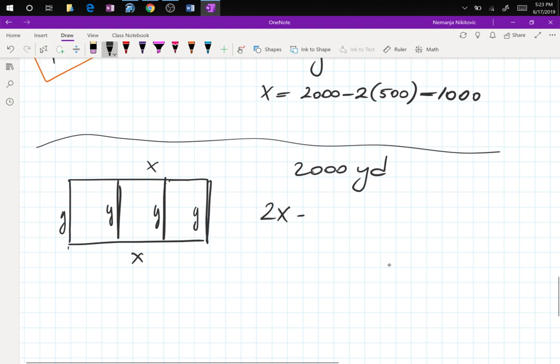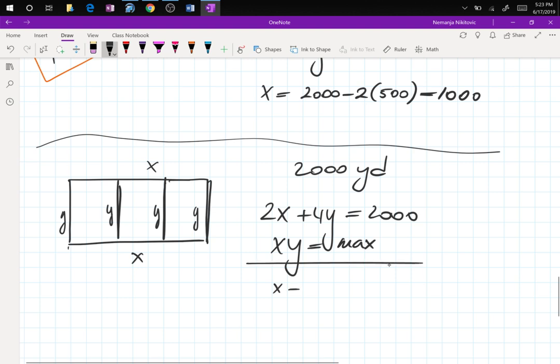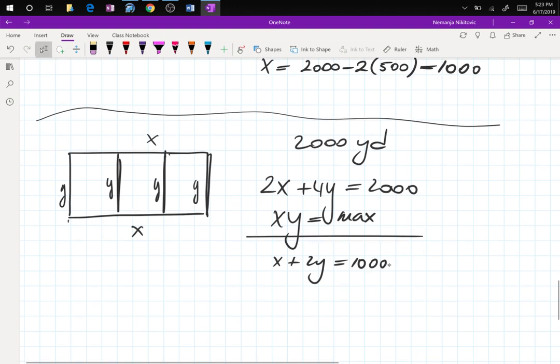So we have 2x plus 4y equals 2,000. That's our constraint. And still xy equals a max as our objective. x plus 2y equals 1,000. x equals 1,000 minus 2y.